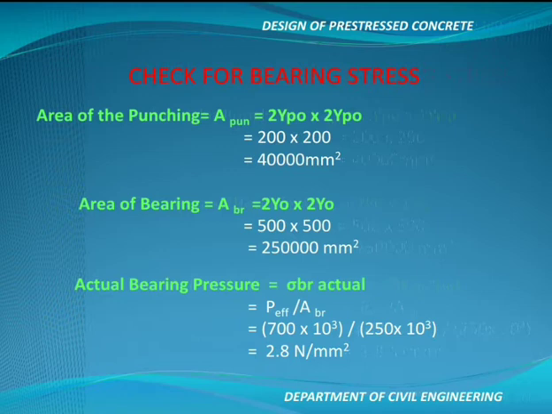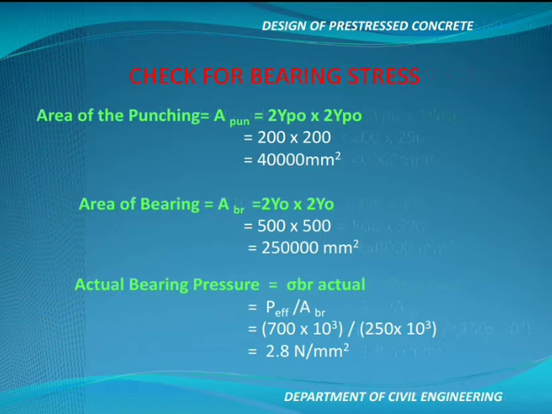Generally our sections will be safe in bearing pressure unless a very high level of prestressing force is applied over a very small area. Else, in most cases you will get sections which are very much safe in bearing. So our actual bearing pressure developing on the section is 2.8 Newton per mm square.